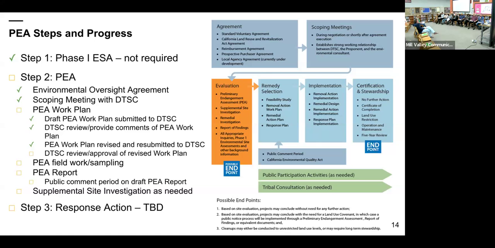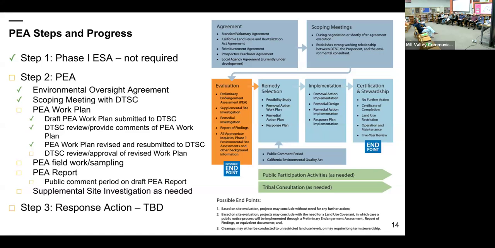was also reviewed by the LEA, and we addressed their comments. Currently, we have the LEA's approval of the work plan; we satisfied all their requirements for the type of samples and the locations for the investigation to be done. And as of yesterday, we just received DTSC's final approval on the work plan. So we currently have both agencies' approvals to go ahead and start implementing our site investigation.